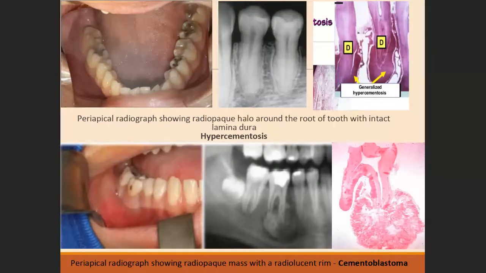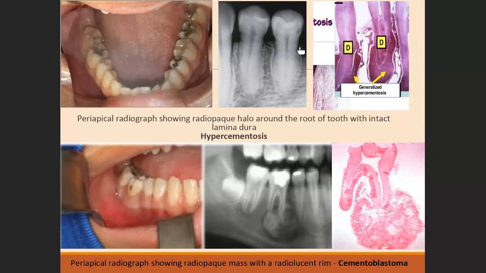Now here you have the picture of how you can differentiate hypercementosis from cementoblastoma. Here the first one, clinically in the case of hypercementosis, nothing is evident. There is no swelling, nothing. And see the radiograph, you can see the apical third of the root looks very thick because of increased deposition of cementum. Just see the radiolucent line around that. And see the lamina dura. The radiolucent line is your periodontal ligament space.